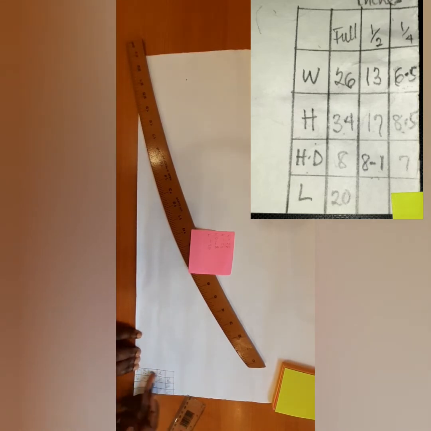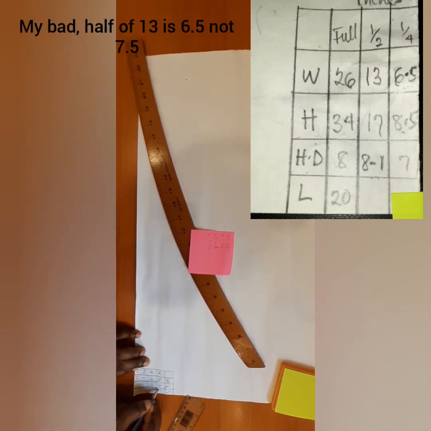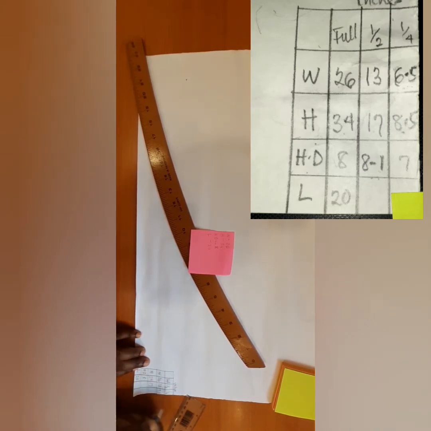So we are going to be dividing just the circumference measurements. We are not going to be dividing the length. So half of 26 will give us 13. Half of 34 will give us 17. And then half of 13 is 6.5, all in inches, and half of 17 will give us 8.5.